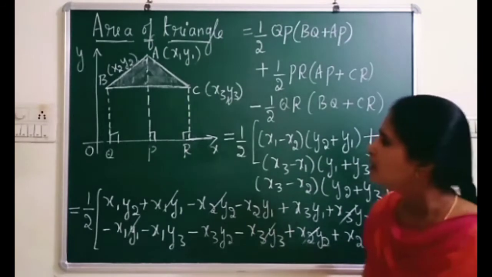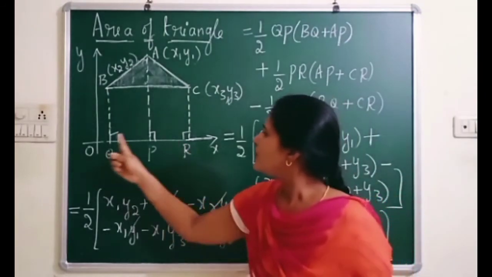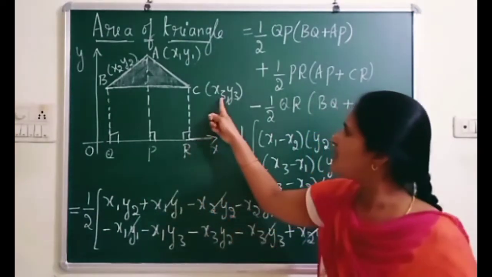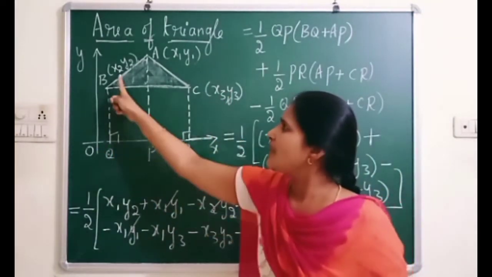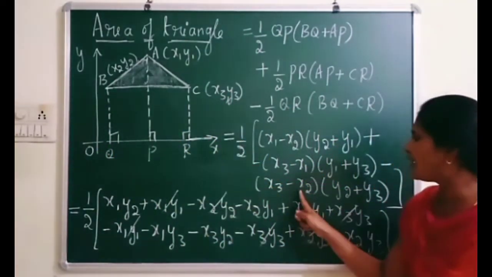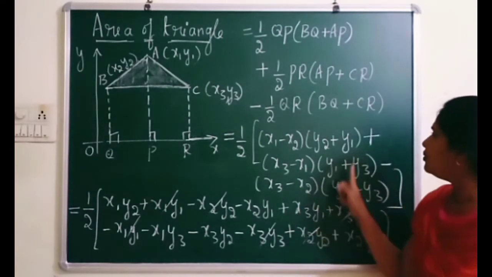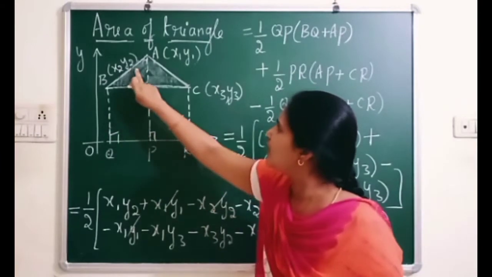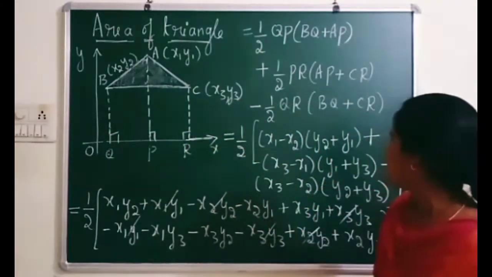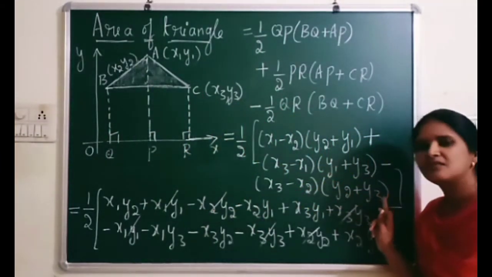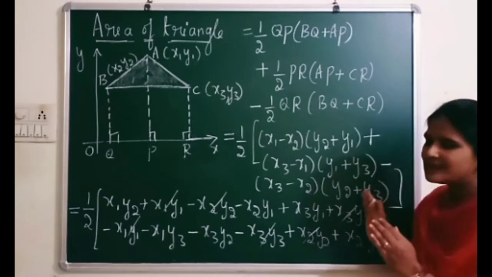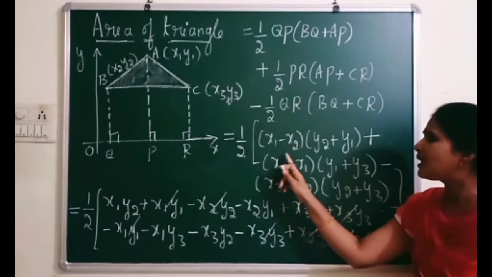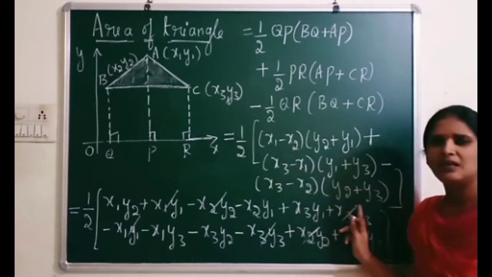What is QR? QR equals OR minus OQ. So what is OR? OR is x3, OQ is x2. So x3 minus x2 into BQ plus CR. So what is BQ? BQ is y2, CR is y3. So that is y2 plus y3. So try to understand how you got this. Once you get this, it is very easy: you have to multiply binomial into binomial in each term.